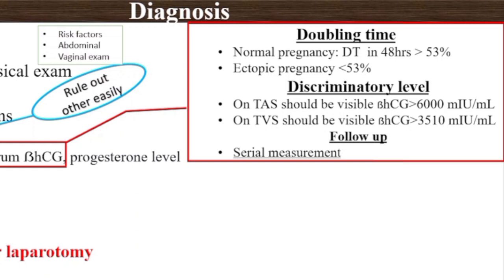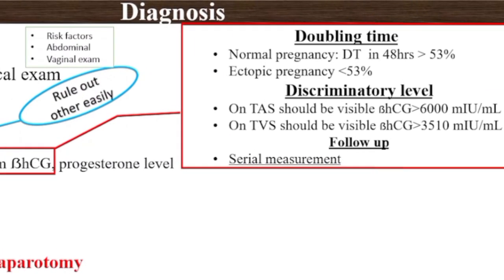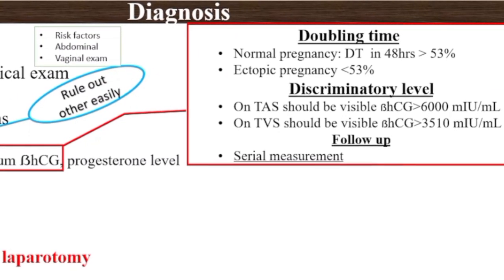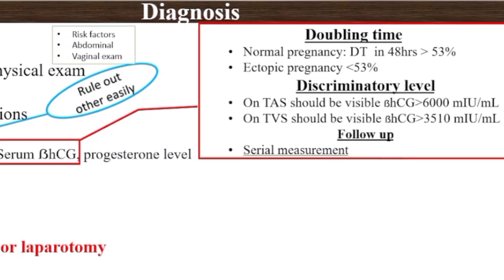When I say doubling time, if the pregnancy is inside the uterus, or if it is a normal pregnancy, the amount of HCG in 48 hours will increase by greater than 53%. Some books say 66, and some books say 35, but 53 is the best one. In ectopic pregnancy, the amount of HCG in 48 hours will increase by less than 53%. So first you measure the amount of beta HCG, then you check after 48 hours. If it is a normal pregnancy, it will increase by greater than or equal to 53%.